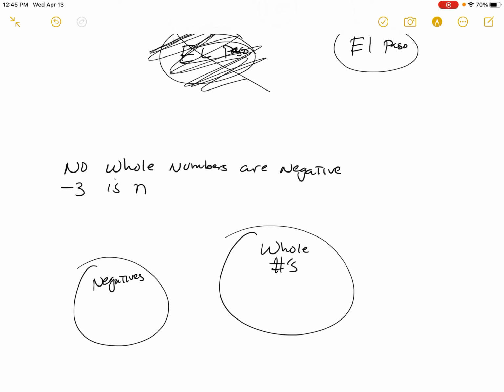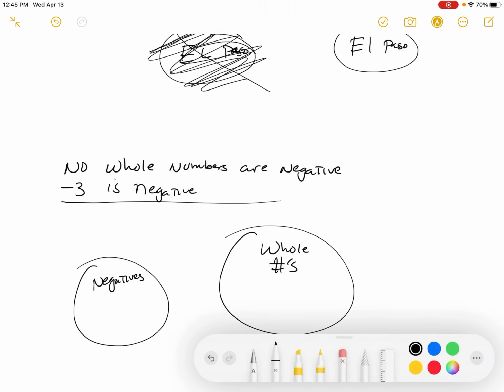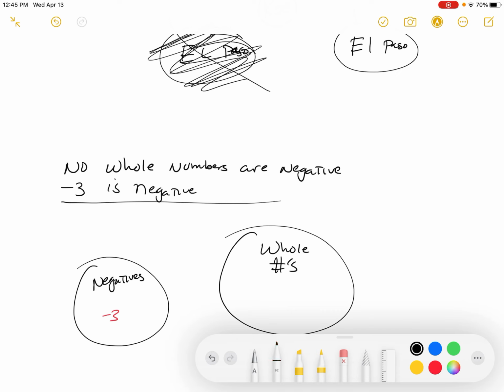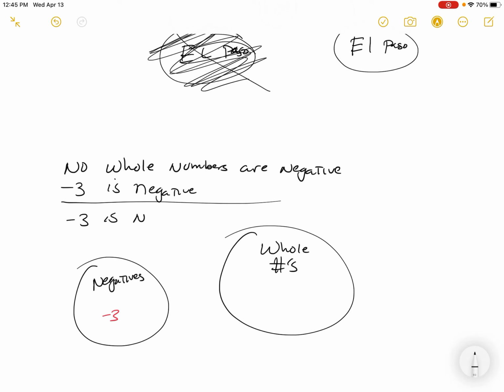-3 is a negative number. Well, they just put is negative. Okay, that's true. So let me put that in red. Get my pen back here. Here's -3 as part of the negatives. And so what are they going to conclude off of that? Therefore, -3 is not a whole number. Well, that's true. It's not part of the whole numbers, so this is a valid argument, right?